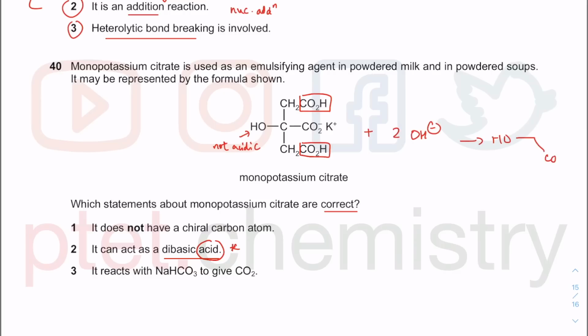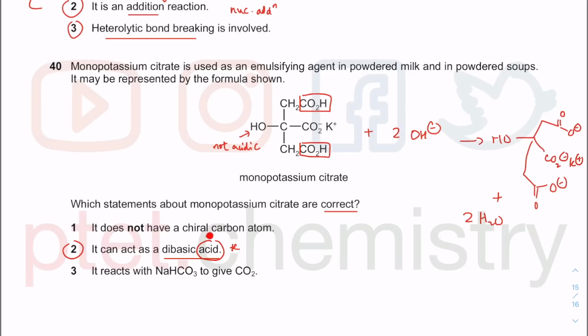and therefore it can give you this thing here, CO2- K+. I don't know about the base being used, but it can be deprotonated if I have 2 moles of that OH minus, and I will now get 2 moles of H2O. So yes, it can act as a dibasic acid because it can react with 2 moles of OH minus for 1 mole of this compound here, monopotassium citrate.